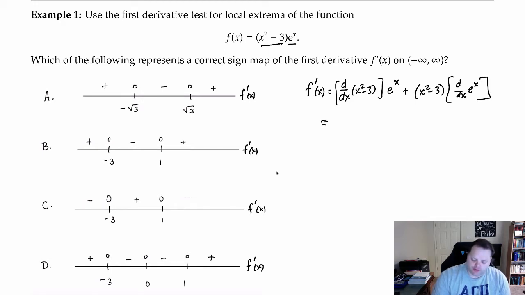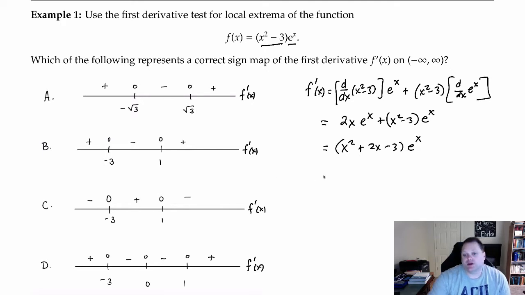The derivative of the first term is 2x. The derivative of the second term, the derivative of e to the x, is just e to the x. And if you simplify this result, you get this derivative. So critical points are where the derivative is equal to 0. So I'm going to set this equal to 0.